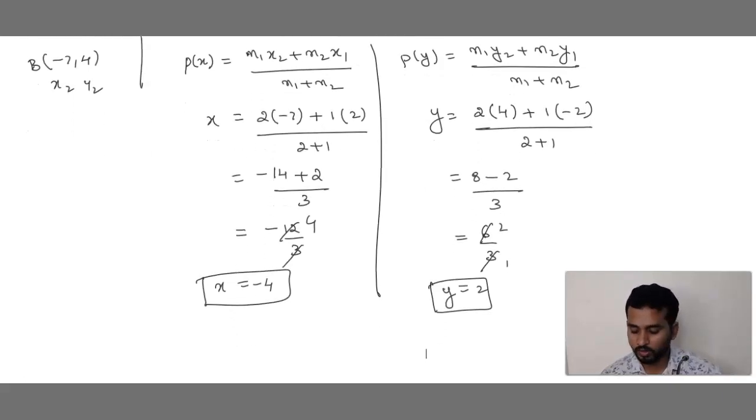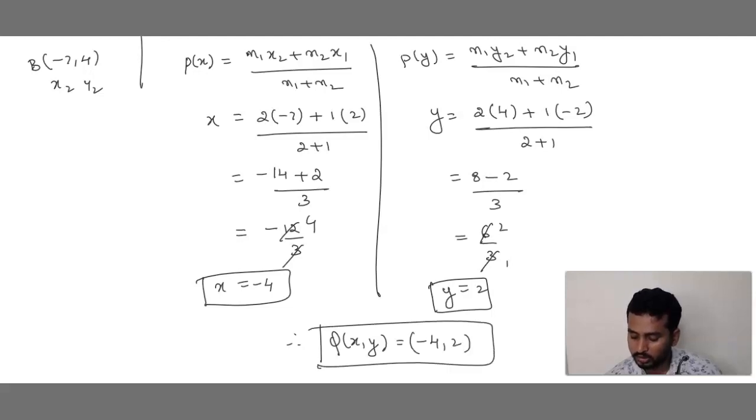So we got the value of x and y. Therefore q of x comma y is equal to minus 4 comma 2. So this is the coordinate of q. Hence we have found the coordinates of p and q. I hope you all have understood this problem. If you get this type of question, most probably it can be asked for 3 marks. So it's a very important question. Do not miss this question.